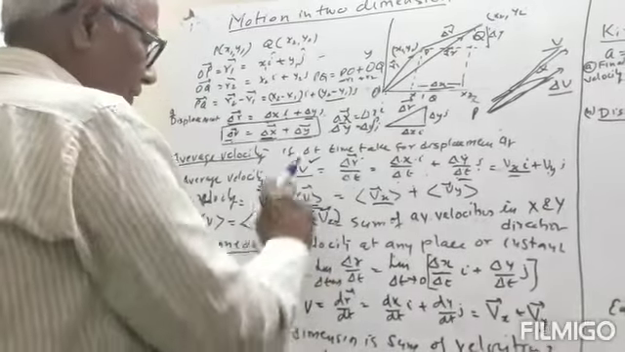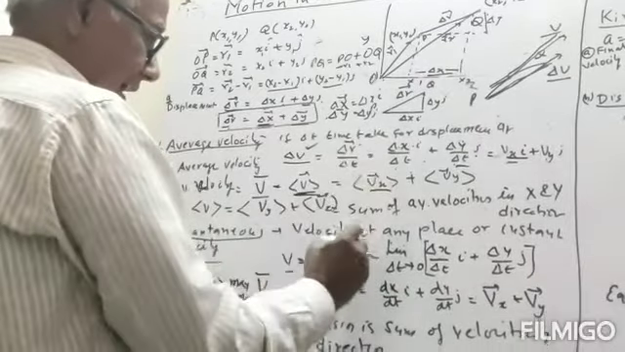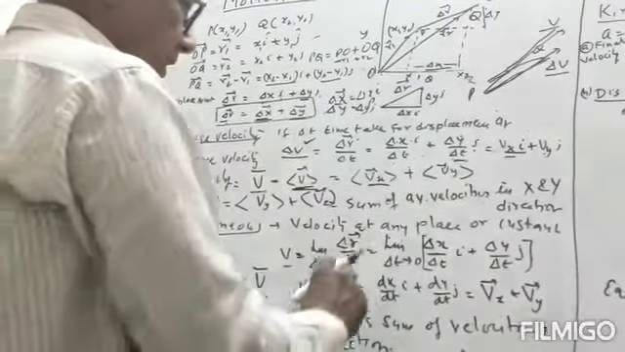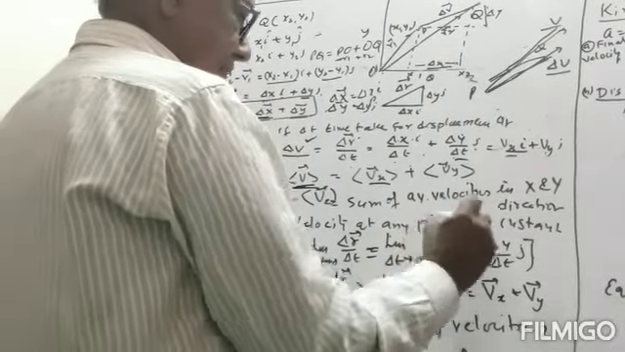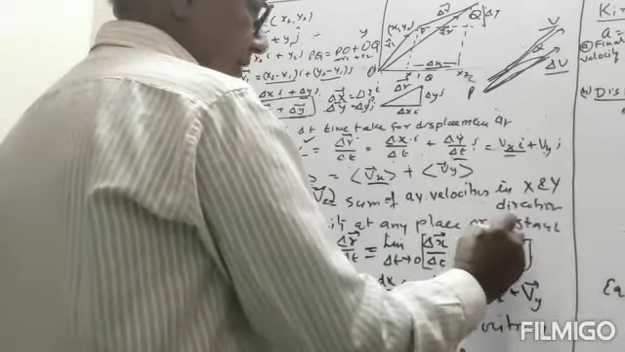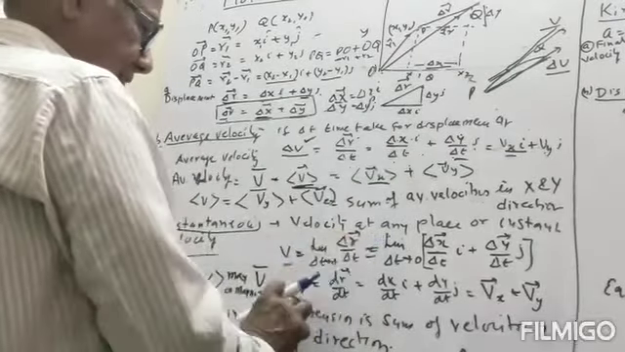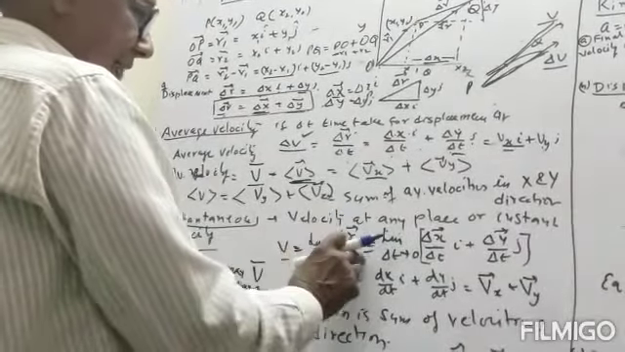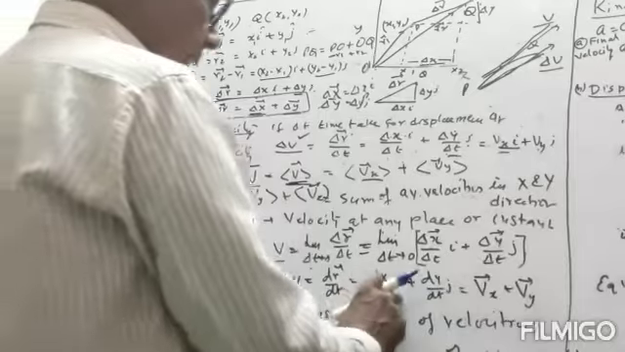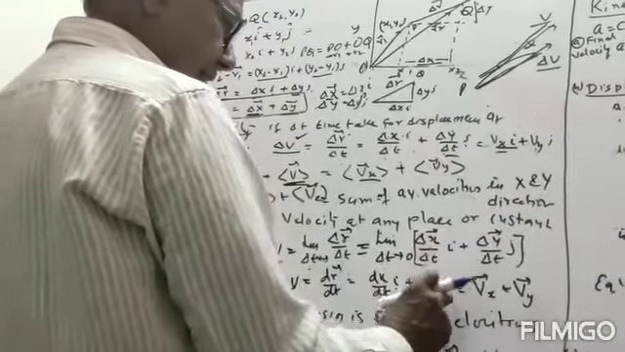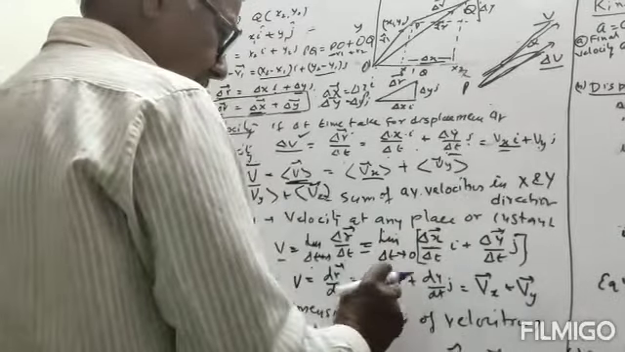to 0. So the instantaneous velocity will be equal to limit delta t tends to 0 of delta r vector divided by delta t. This will be equal to limit delta t tends to 0 of delta x vector divided by delta t plus delta y vector divided by delta t. So here we can write this is equal to dr, in place of delta r it becomes dr, dr divided by dt. This will be dx divided by dt and dy divided by dt, multiplied by i and j respectively.